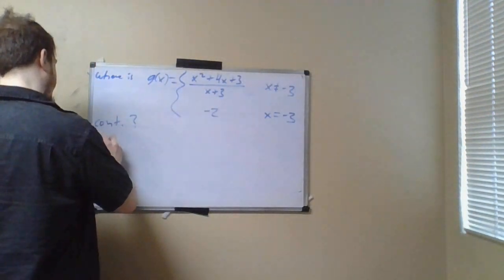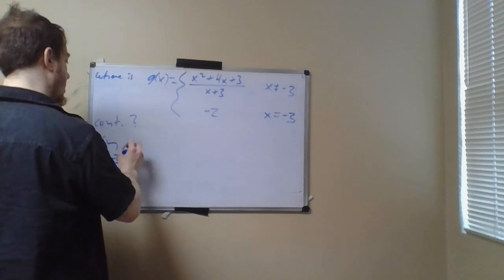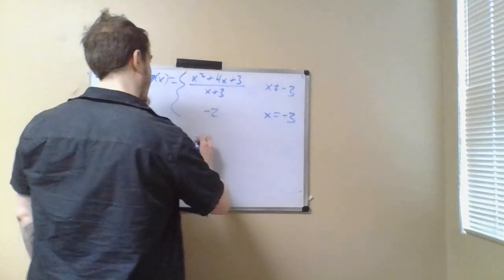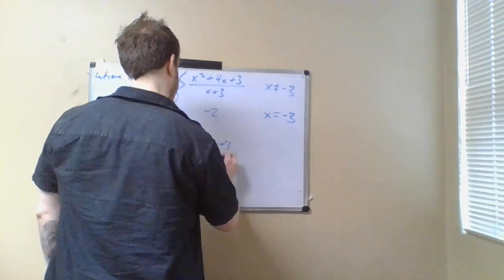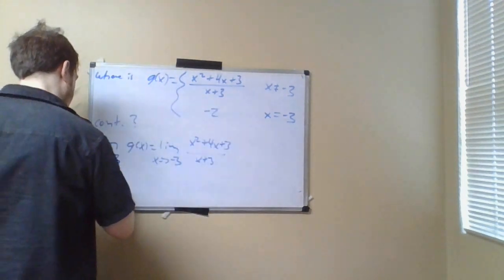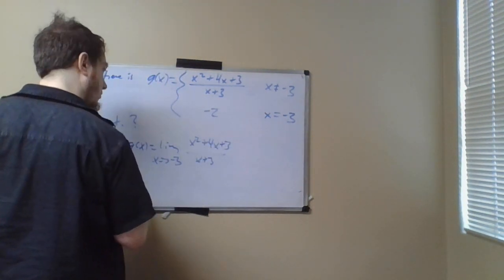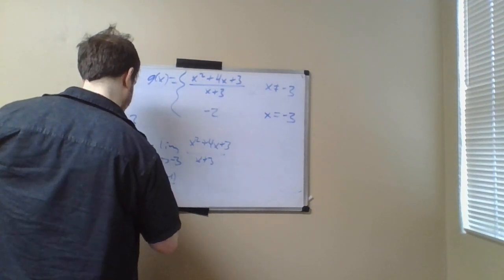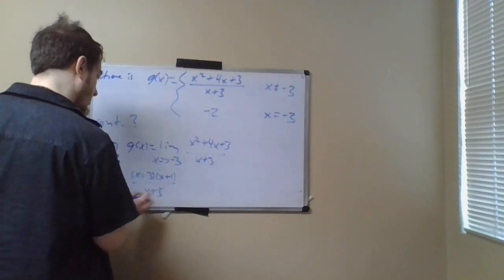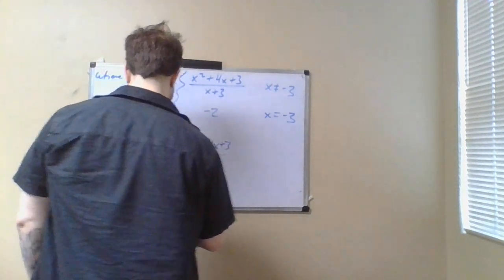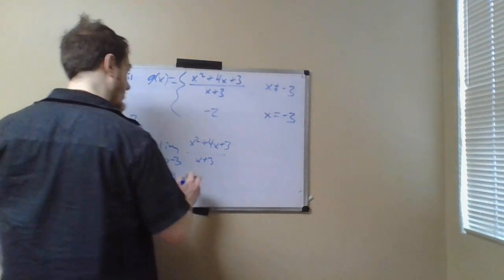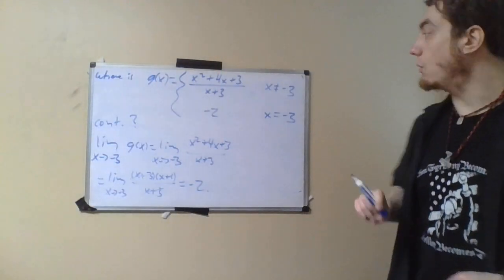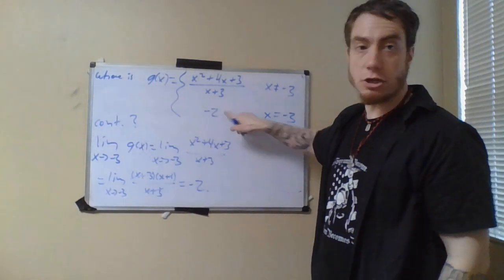Now, the limit as x approaches negative 3 of g of x is equal to the limit as x approaches negative 3 of x squared plus 4x plus 3 over x plus 3. That is the limit as x approaches negative 3 of x plus 3 times x plus 1, divided by x plus 3. The x plus 3's cancel, and if I plug in negative 3, I get negative 3 plus 1, which is negative 2. So the limit exists, and it's equal to negative 2, which is also what the function is equal to.